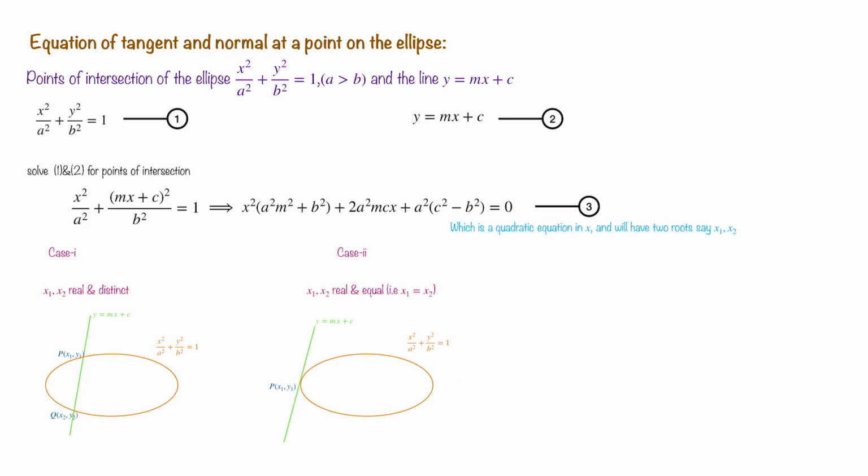Okay, fine. Case 3, when x1, x2 are imaginary, non-real roots. In this case, we don't get any points of intersection for 1 and 2. So here the line y equal to mx plus c does not meet the ellipse at all. Okay, the situation will be like this. Fine. We are going to be interested in case 2. Here, the line y equal to mx plus c is just touching the ellipse at 1 point. So we say y equal to mx plus c is tangent to the ellipse. Okay, and this (x1, y1) is called the point of contact.